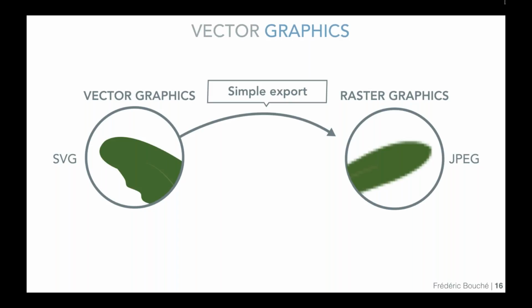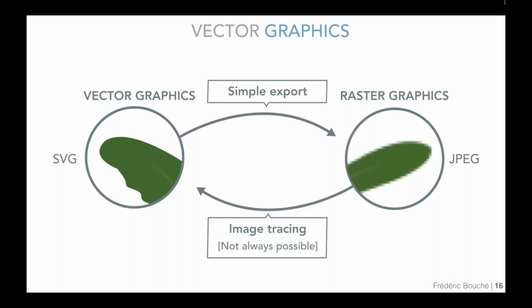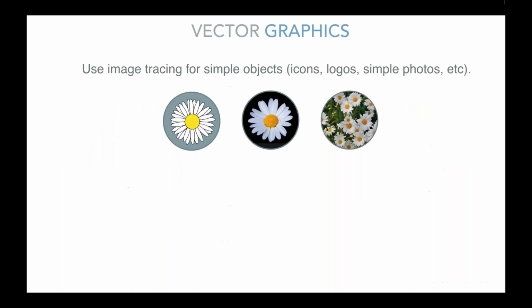Can I go the other way around? Take a picture with pixels and create vectors out of it? The answer is yes. You can do it, and it's called image tracing. However, it's not always possible. Sometimes you cannot do that because the image is too complex.